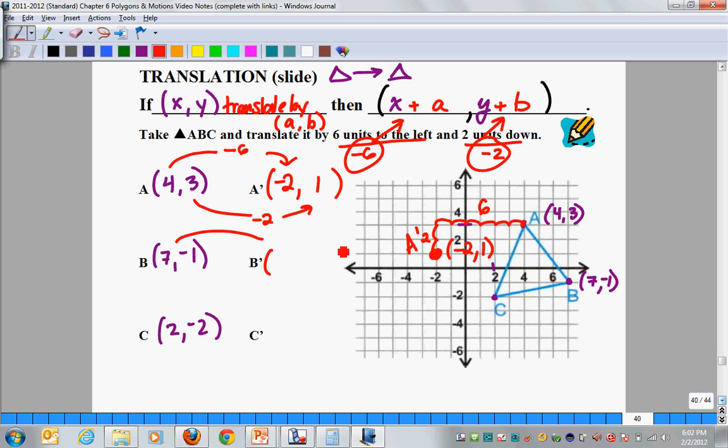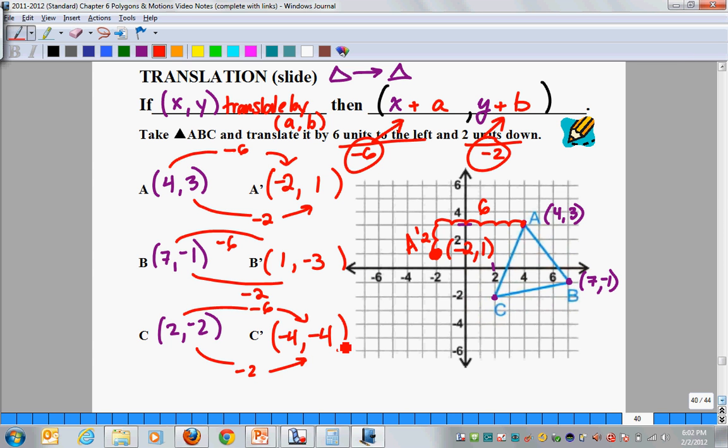We're going to translate by -6. So 7 minus 6 is going to give us +1. And then -1 minus 2 gives us -3. 2 minus 6 gives us -4, and -2 minus 2 gives us -4. So let's plot our other 2 points. Our sub B is going to be at +1, -3. That's our sub B. And then our sub C is going to be at -4 and -4.